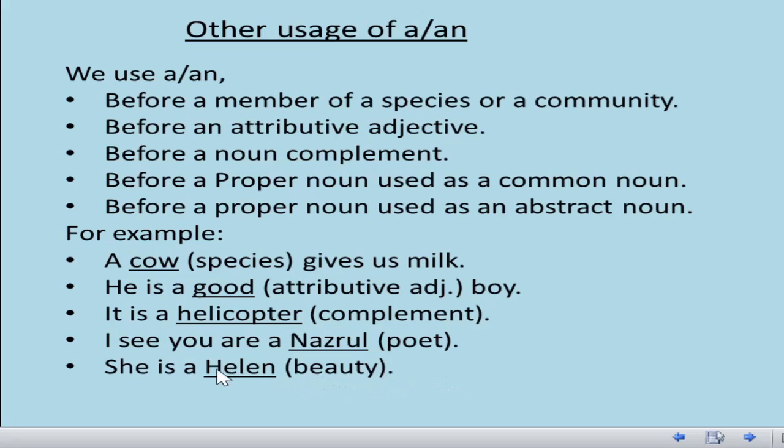So before Helen, we can use a. Before Nazrul, we can use a. Nazrul is a proper name. Here it is used as a common name. Helen is a proper name. Here it is used as an abstract idea.